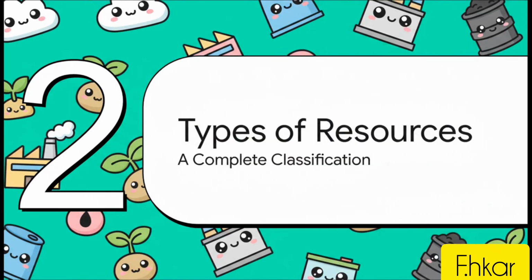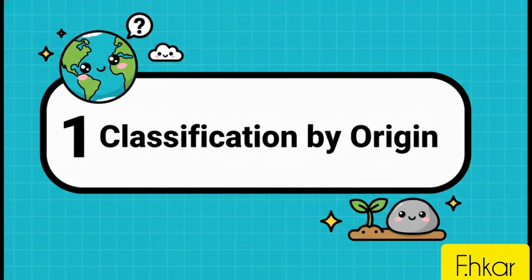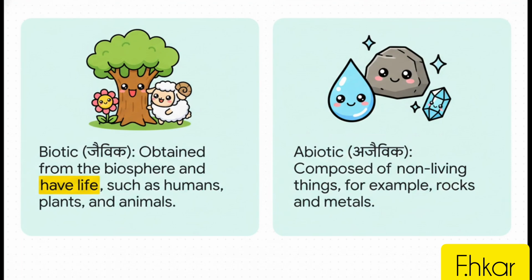Okay, so we know what a resource is. Now, how do we start sorting them all out? Well, these notes break it down for us into a few key ways of classifying them. The first way to categorize them is pretty simple. It's all about where they come from. What's their origin? So this gives us two big buckets.